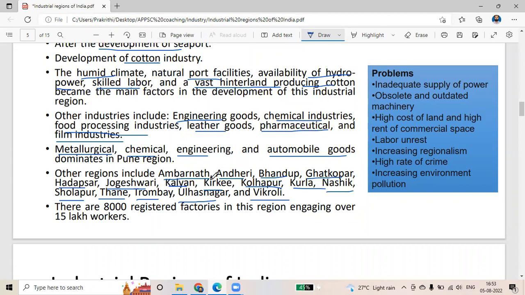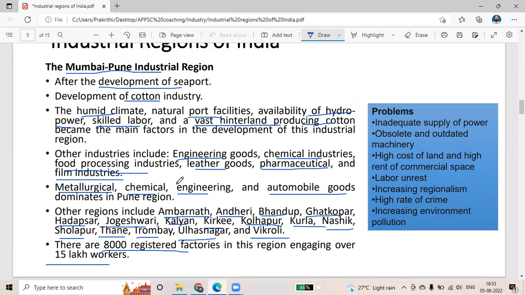तो as I said, there will be multiple companies, factories होगा. In Mumbai-Pune regions, you have almost 8,000 registered factories. So unregistered भी बहुत factories होगा, but काउंट करने के लिए we have almost 8,000 registered factories, giving work to 15 lakh workers. So that is the Mumbai-Pune industrial region. So this is one of the oldest industrial regions है. So it has its own problems.